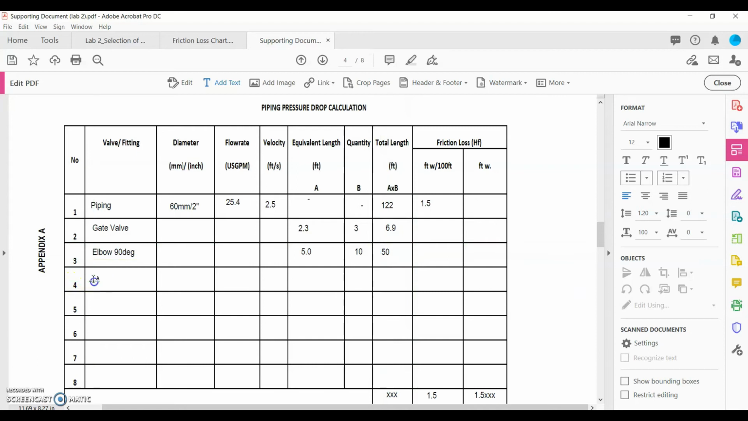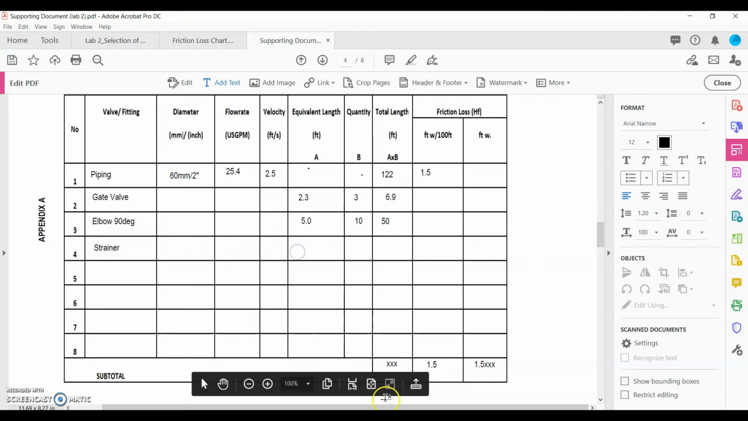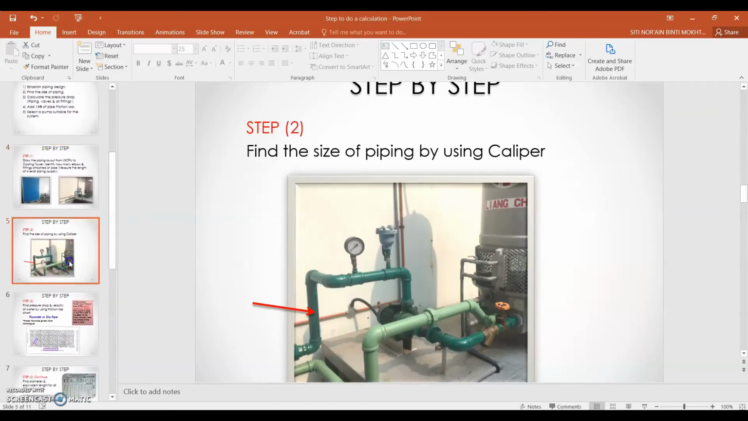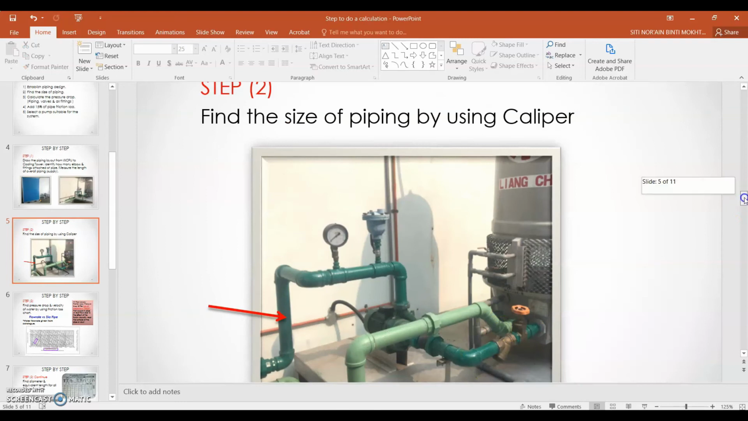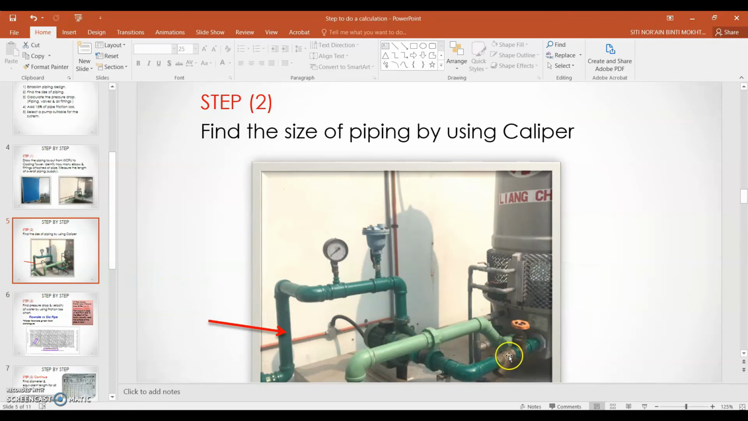Okay. So next fitting, the strainer. The strainer is just before the cooling tower. For the strainer, identify the diameter. This one both dash. And then equivalent length for the strainer. Okay. This one is a strainer. Actually, they have 2 types of strainer. Strainer Y. This one seems like a Y, right? So Y.